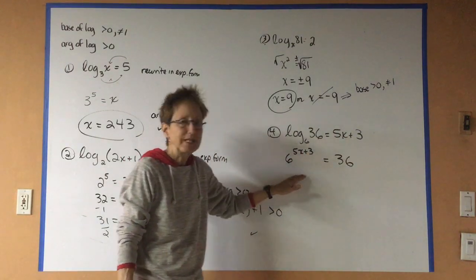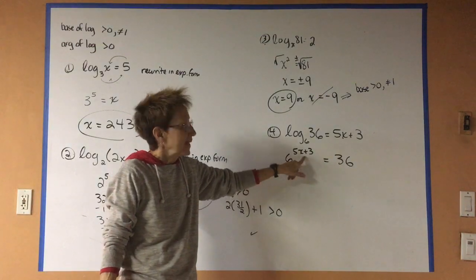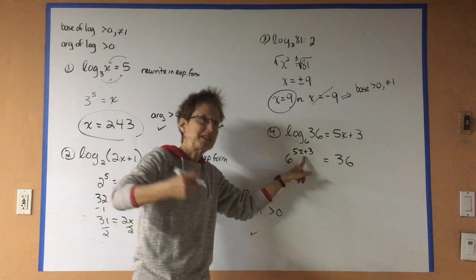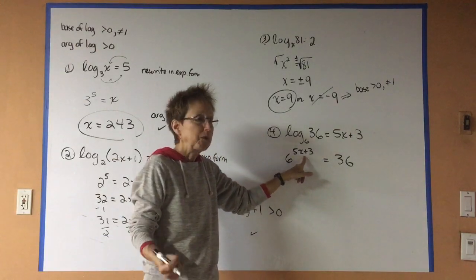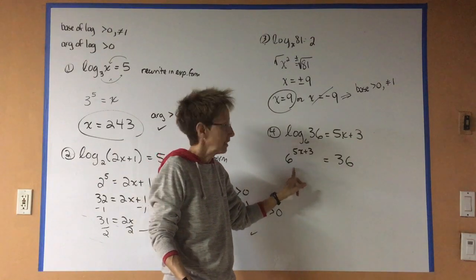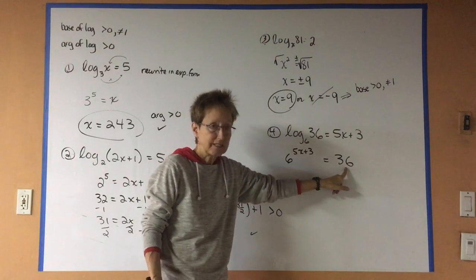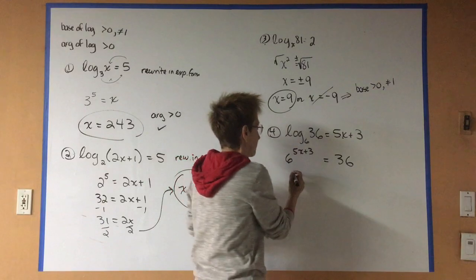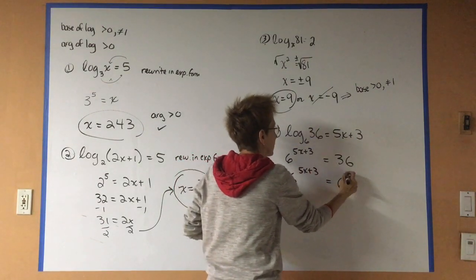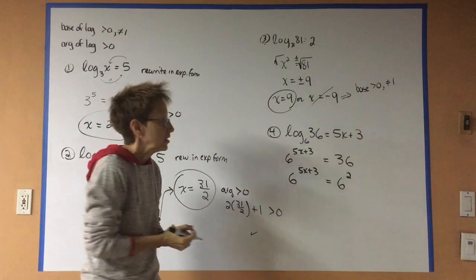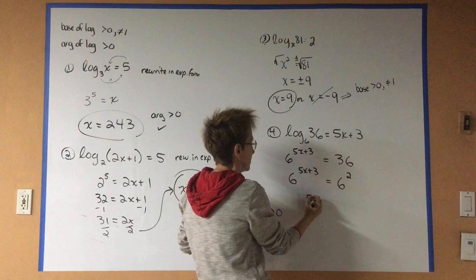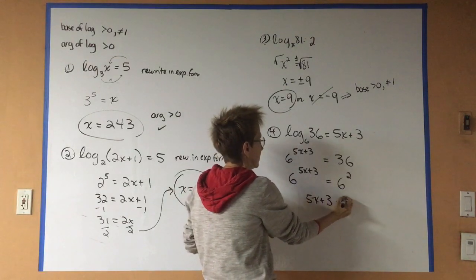What kind of an equation do I now have? It's exponential, isn't it? So how do I solve an exponential equation? The only way we have so far is to try and create same bases. The base here is 6. The number here is 36. Can I create a base of 6? I think I can. 6 to the 5x plus 3 equals 6 squared. So now what do I do? Drop the bases, equate the powers. So 5x plus 3 equals 2.